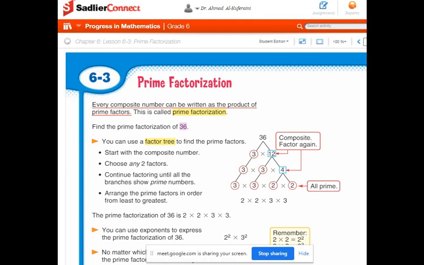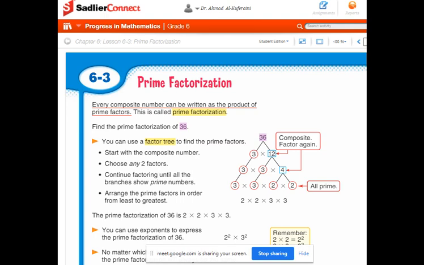Okay, now you can use a factor tree. One of the methods we will use to make prime factorization for a number is to use a factor tree to find the prime factors. For example, here we have 36. Let's see how we will factorize this number to prime factorization, okay? So think about two numbers. When you multiply them together, the answer is 36. Here we have 3 times 12. Okay, 3 times 12, the answer is 36.